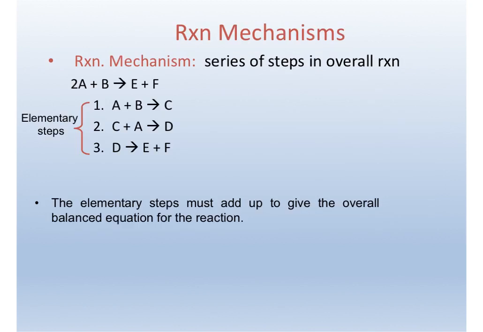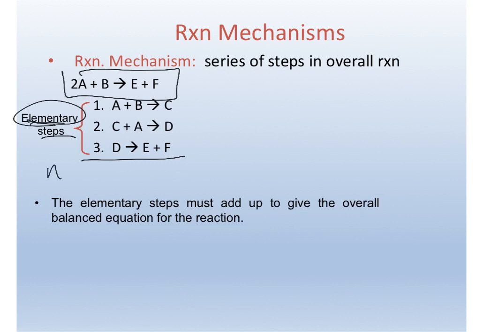All right, so the individual steps that make up the mechanism for an overall reaction, we call them elementary steps. And there are a couple of requirements for elementary steps. One is that all of the elementary steps must add up to give the overall balanced equation. So just like in Hess's law, if you remember that, when you add reactions up, it's very easy.